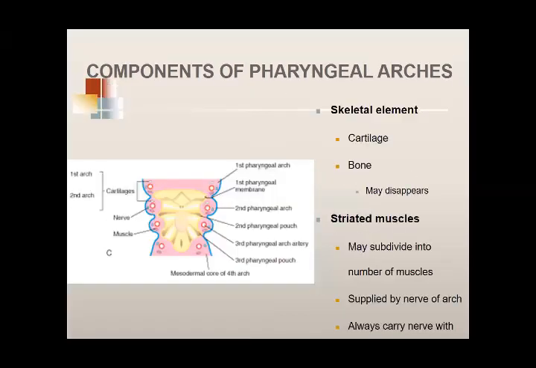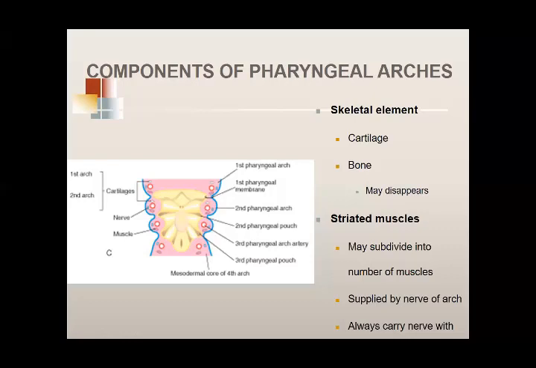Every arch has its own blood vessel. This is the blood vessel, artery of the arch. This is the nerve of the arch. This is a skeletal component, and this is the striated muscle. Okay? So you have four structures there. So the striated muscle, it may be divided into smaller, multiple muscles, or whatever the case may be, it is supplied by the nerve of the arch. And wherever these muscles go, they always take their nerves with them.